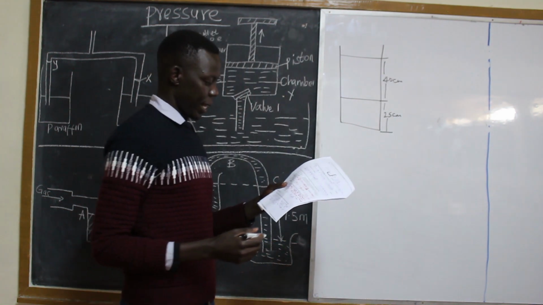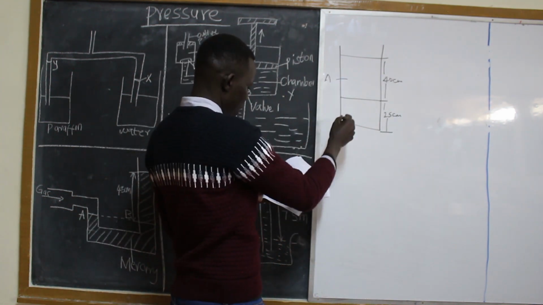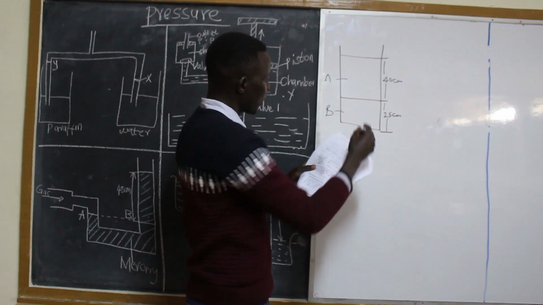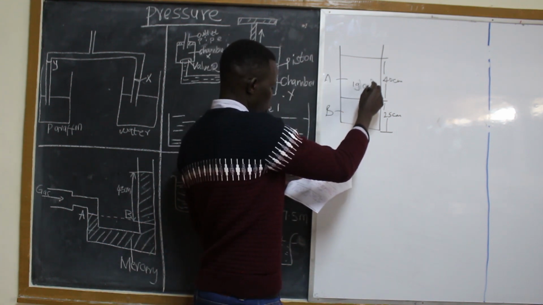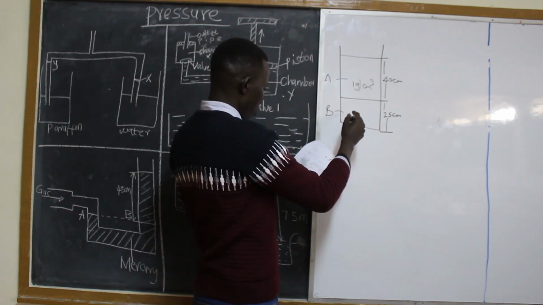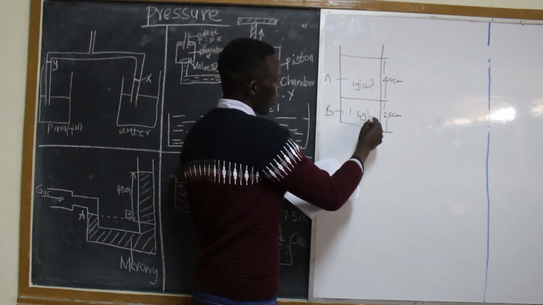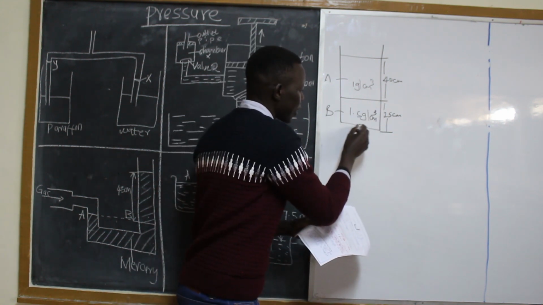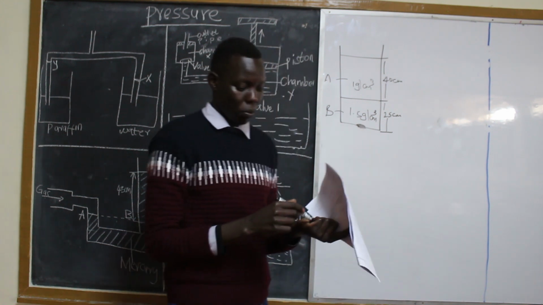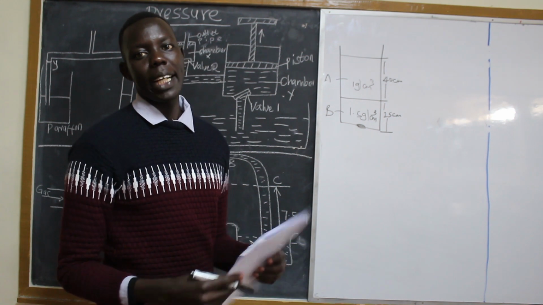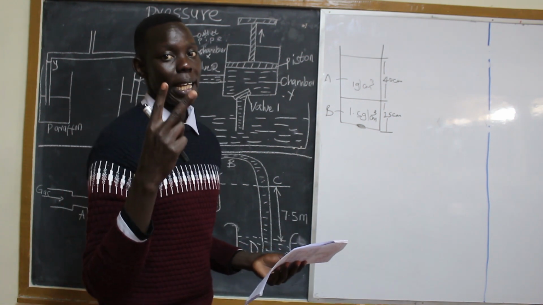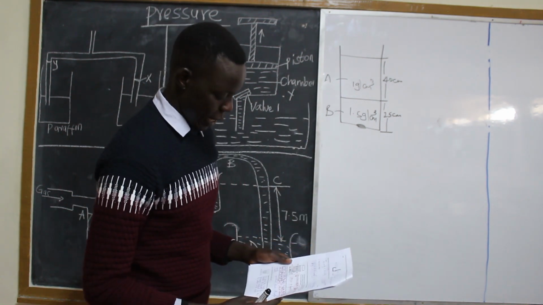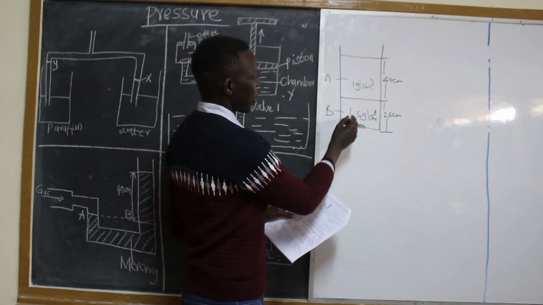Two liquids, A, then we have liquid B, of different densities. This one is 1 gram per centimeter cubic, meaning it is water. The other one we are told is 1.5 gram per centimeter cubic. Now we are told to calculate the pressure exerted at the bottom of this container. Because the liquids are of different densities, we are going to have rho g h twice. If it was only one liquid we would say rho g h once, but now because there are two, let's have it done twice. Let's start with this one, then go to this one.